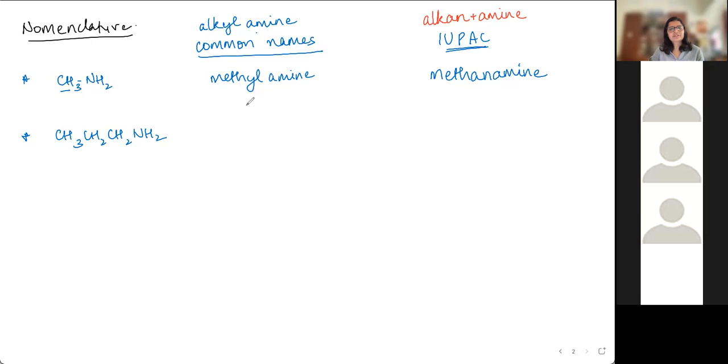Shantanu, Ansh, make it quick. So in the common case, YL will be there. This has 3 carbon atoms, so this will be propylamine. Okay, so what will the IUPAC name be? Mitali and Dhriti got it. Ansh, Shantanu, send quickly.